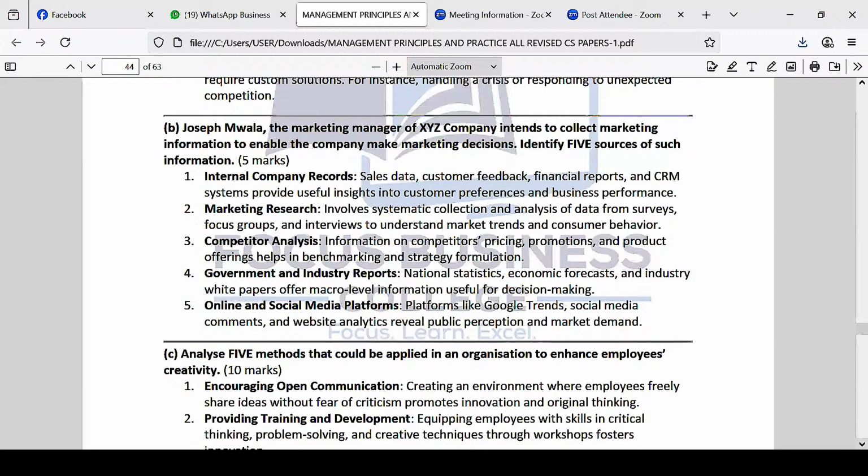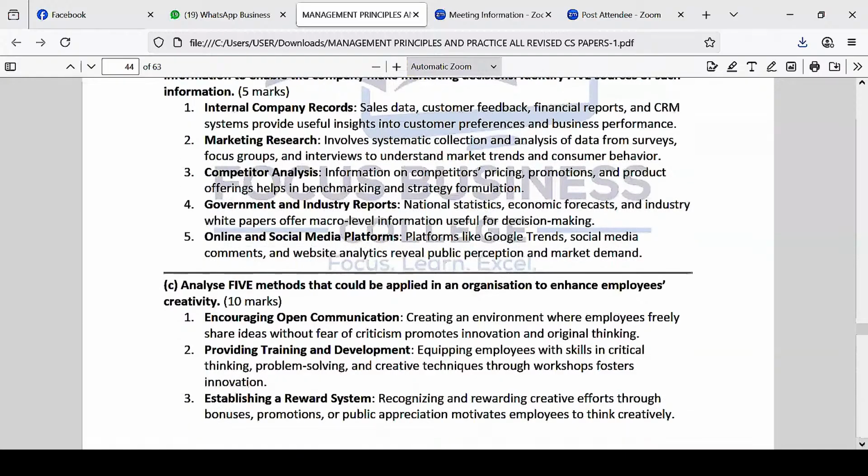And then number five is online and social media platforms. You can even do a survey on social media, and people are going to respond. So you're able to get information. So those are some of the 5 sources of information that you can get and then apply in marketing. I don't know if that question is clear. I believe it's clear. So we can move to the next one.